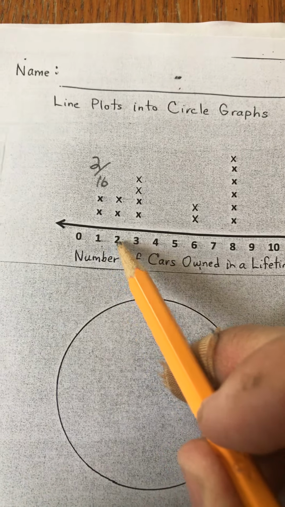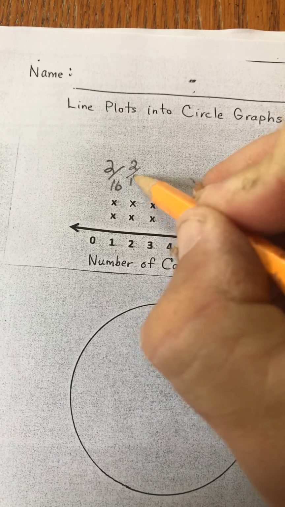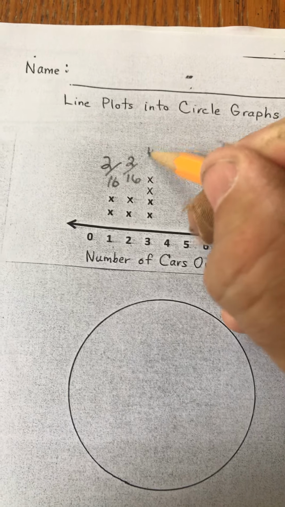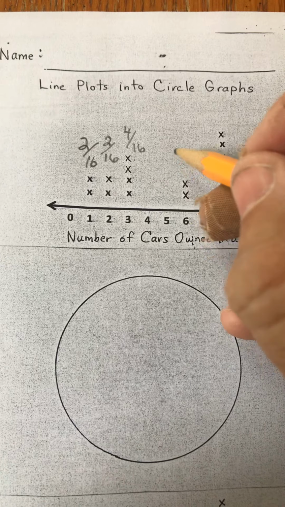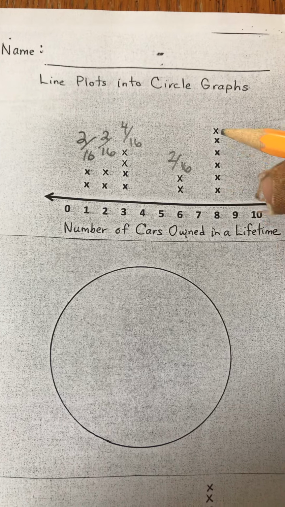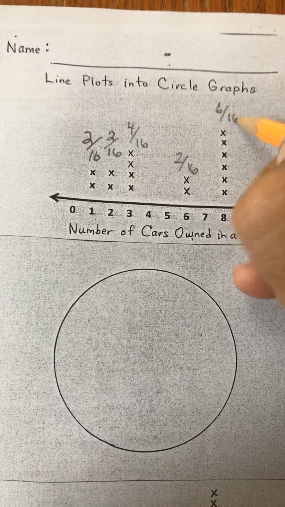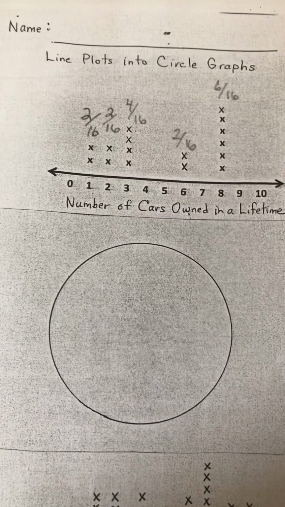Let's do the same thing with 2 cars. Looks again like there were 2 out of the 16. For 3 cars, it looks like there were 4 out of the 16. For 6, it looks like there were 2 out of the 16. And for 8, it looks like there were 6 out of the 16. Again, there were no 9s and no 10s, so they're just simply not going to appear in our data.